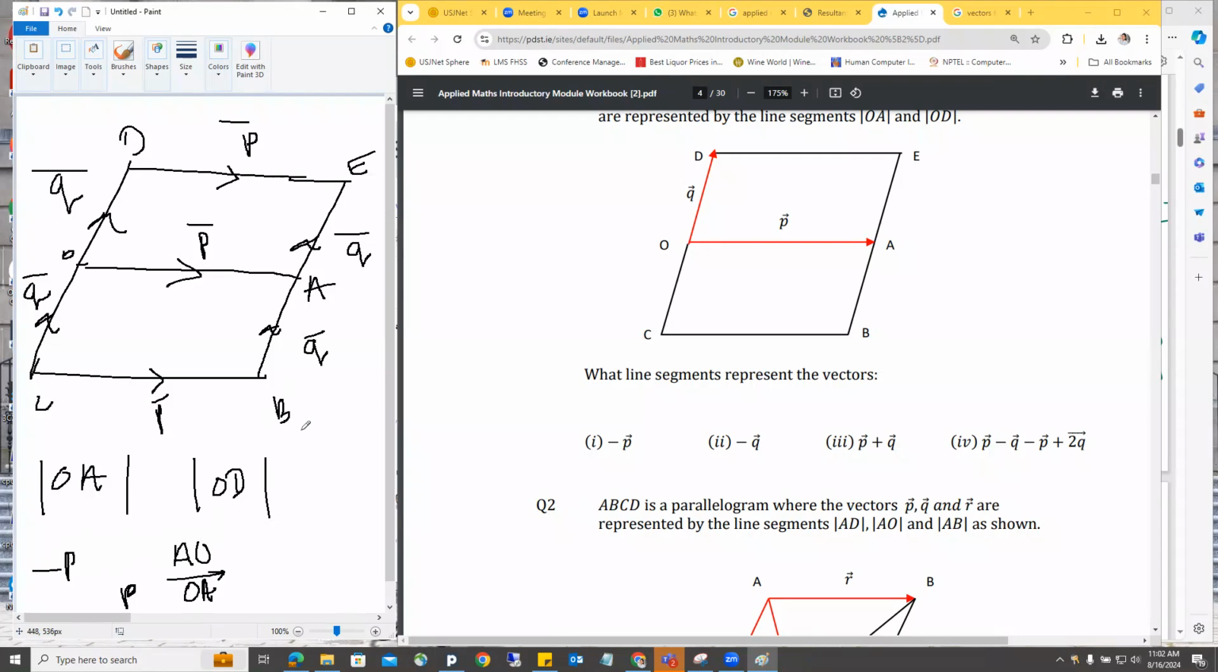Okay, now calculate for all those four. First one, second one, third one, and the fourth one. So that means minus Q is DO. Yes, minus Q means DO, the line segment DO. Very good.